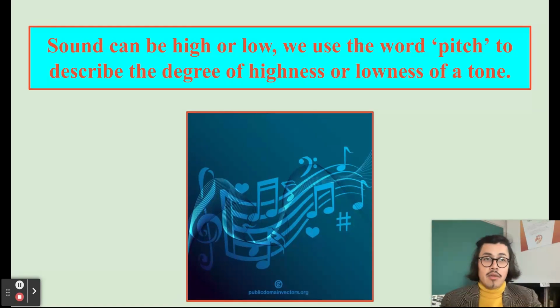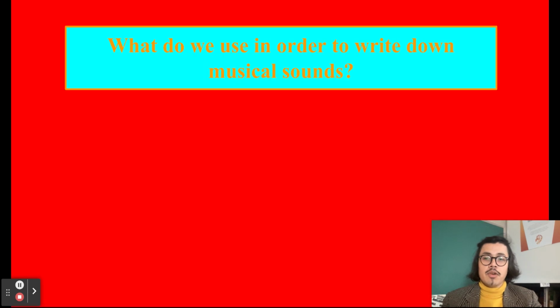One thing about sound, the reason why we need to write sound down is because it can be high or low. And we use the word pitch to describe the degree to which it is high or it is low. Another word for the sound can be tone as well. So I have it here on the banner, so you can see I use both words.